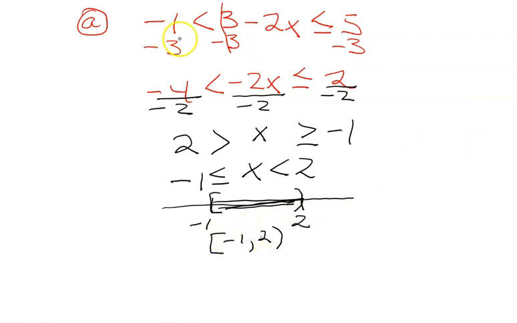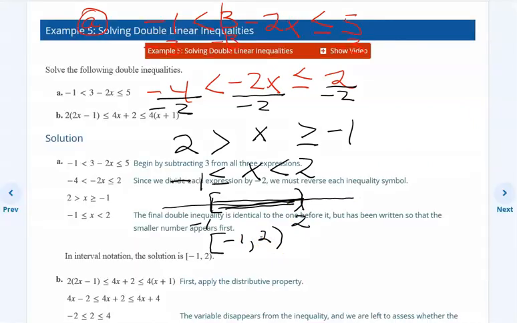All right, let's check it out here. Go back. And notice they did what I suggested. Go from this form to this form where the lesser is on the left and everything checks out.